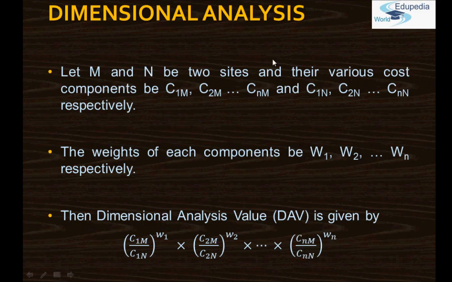Okay, so here we have the formula to calculate the dimensional analysis value. It's C1m by C1n raised to power W1, multiplied by C2m by C2n raised to power W2, and so on up to Cnm by Cnn raised to power Wn.